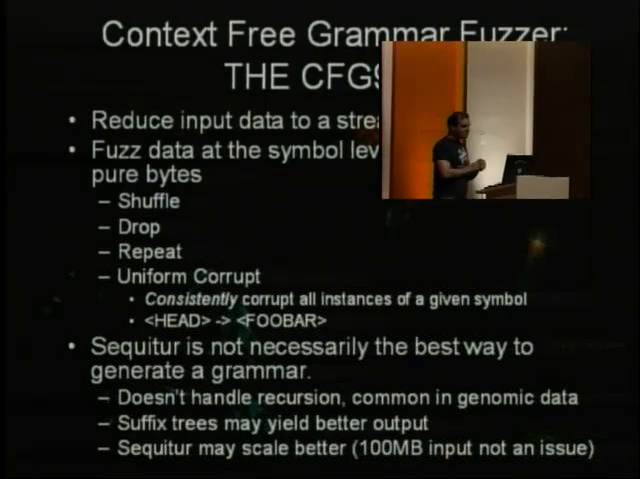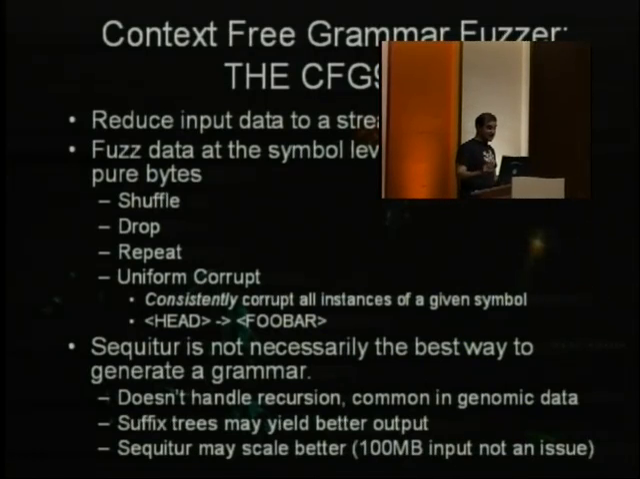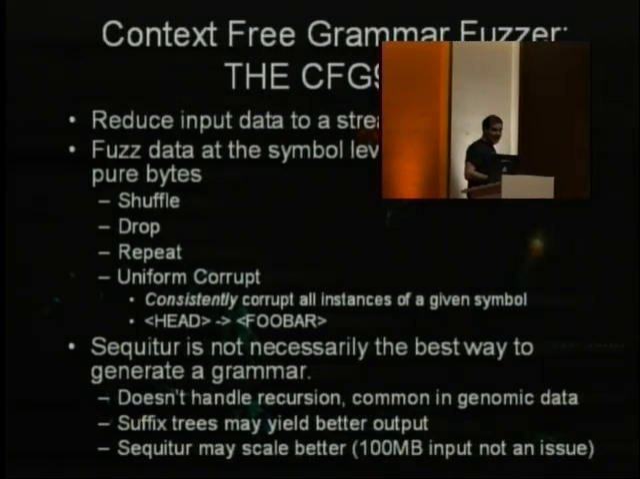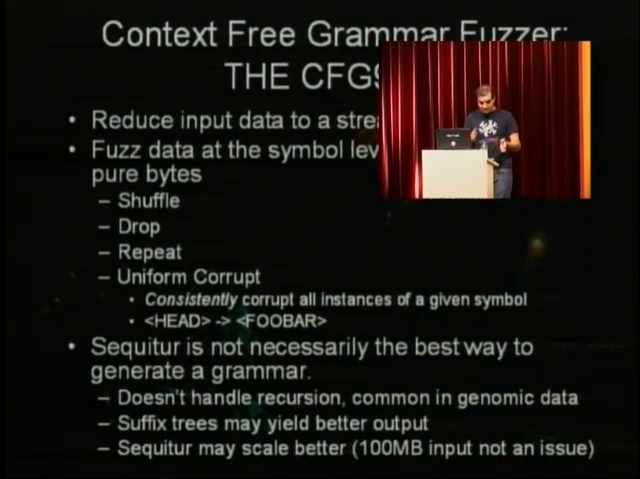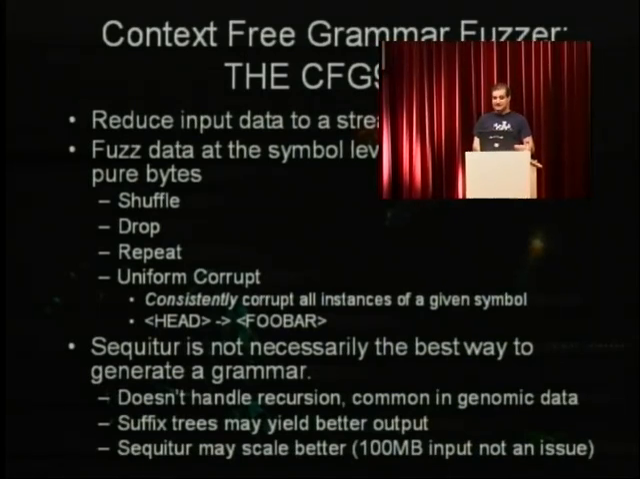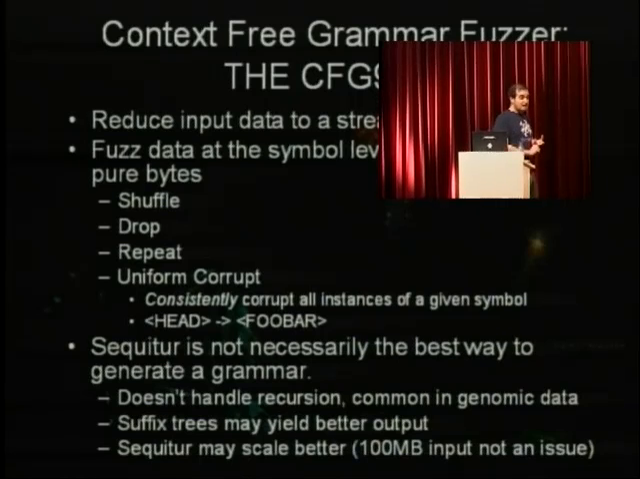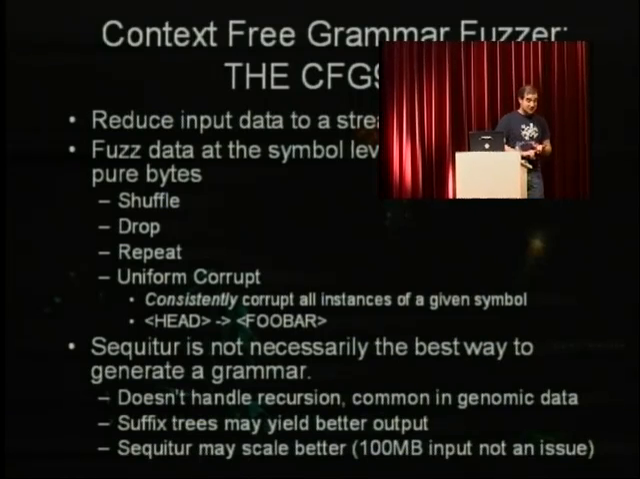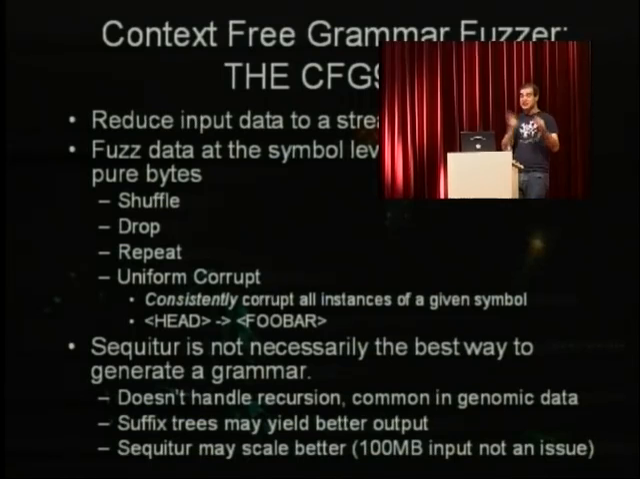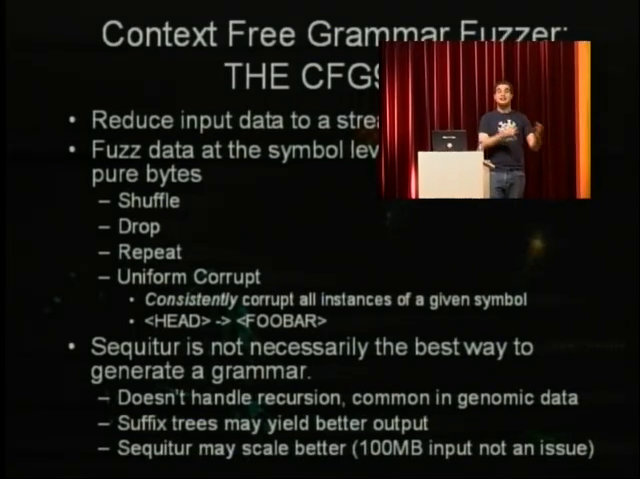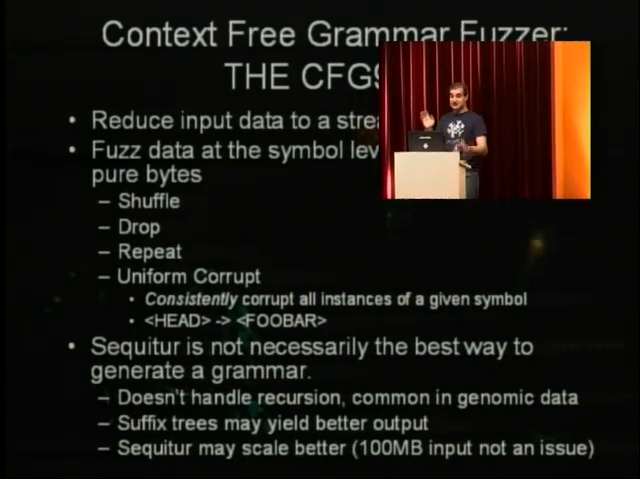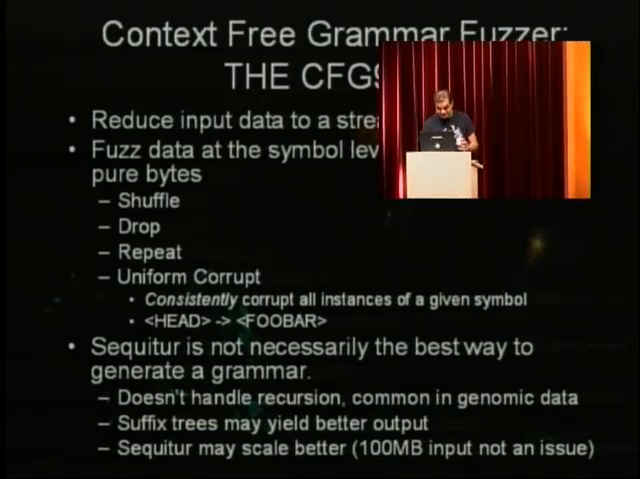Now, Sequitur is not necessarily the best way to generate a grammar. It doesn't handle recursion, which, by the way, is hugely used in bioinformatics. And the genome is, now that's a language, dear God. There's another approach called suffix trees that may yield better output, but Sequitur scales, like a lot. Everything else is not linear. Sequitur will take gigs and just take up all your memory.